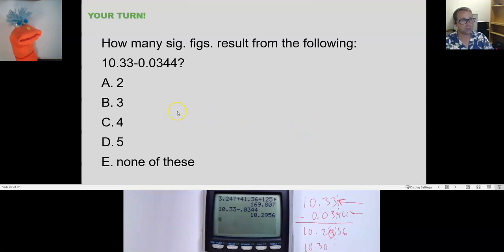And how many significant digits are there? Is that 4? That's right, 4 significant digits. All right, good job.